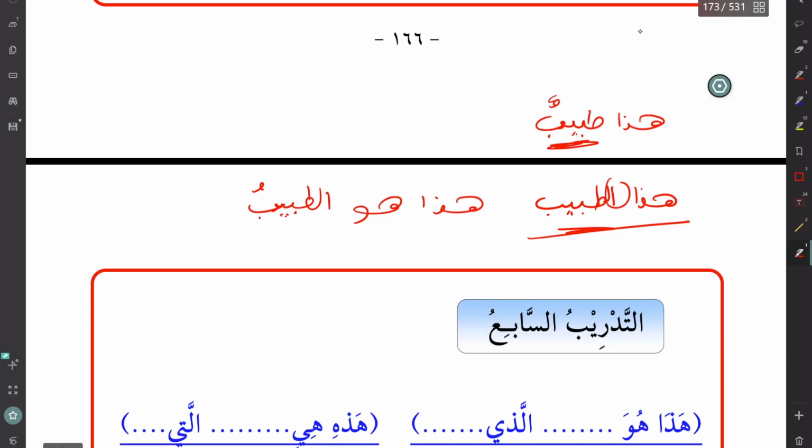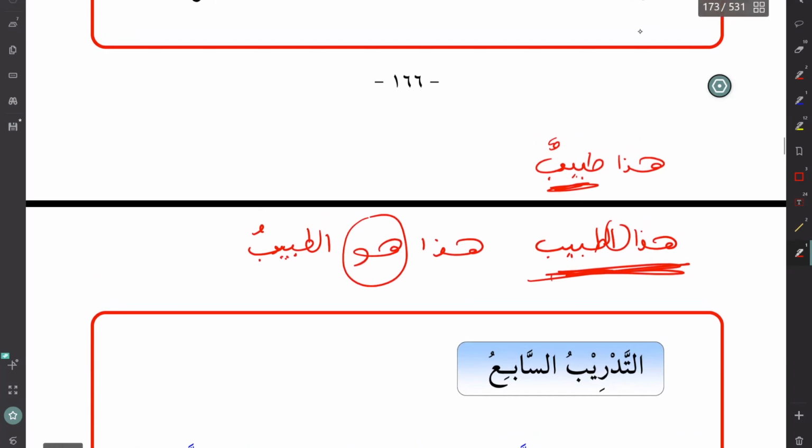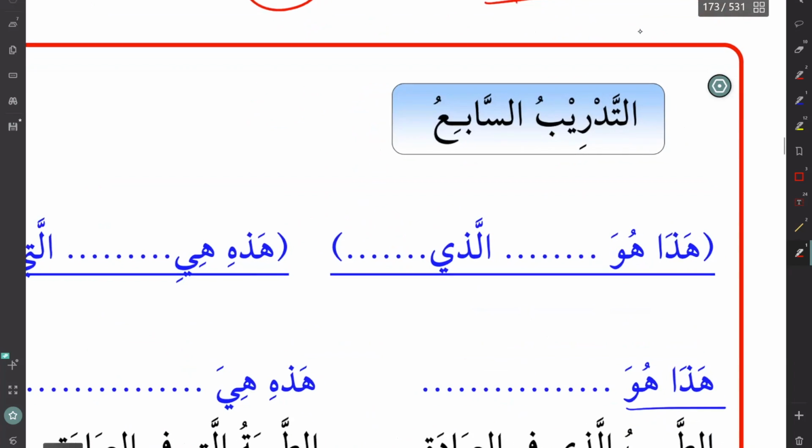هذا هو الطبيب. You have to bring the pronoun to make the break between هذا and الطبيب, so you don't have this translation. You have to say هذا هو الطبيب. For example, for feminine, how would you say it? هذه هي الطبيبة. So this is the female doctor. You understand? So that's what they're showing you here.